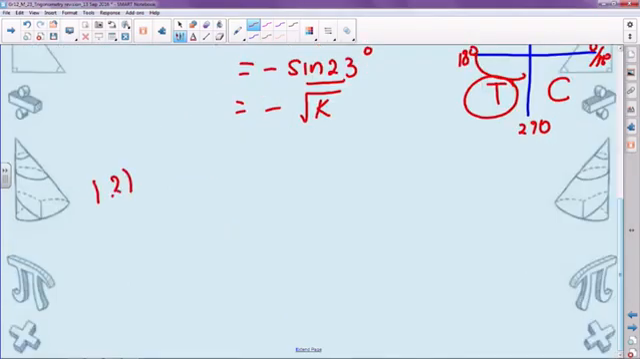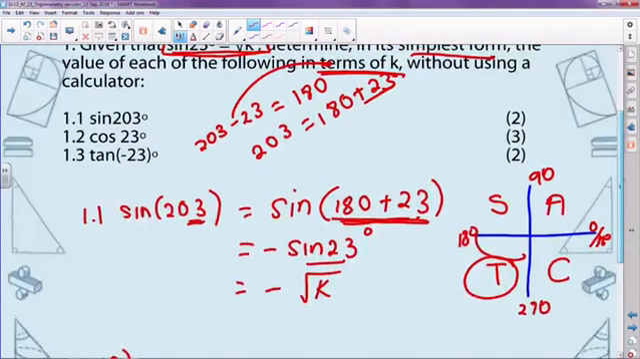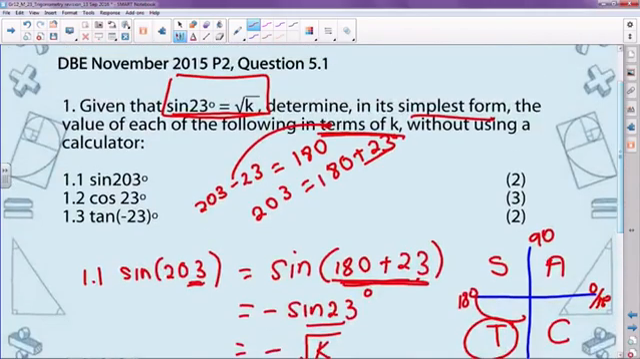Okay, let's move on to 1.2. So here you've got cos of 23. And this is the one where a lot of learners tend to get a little bit stuck. And they say, but this 23 now, how am I going to make it sine of 23 when it's already got another trig function, in this case cos?